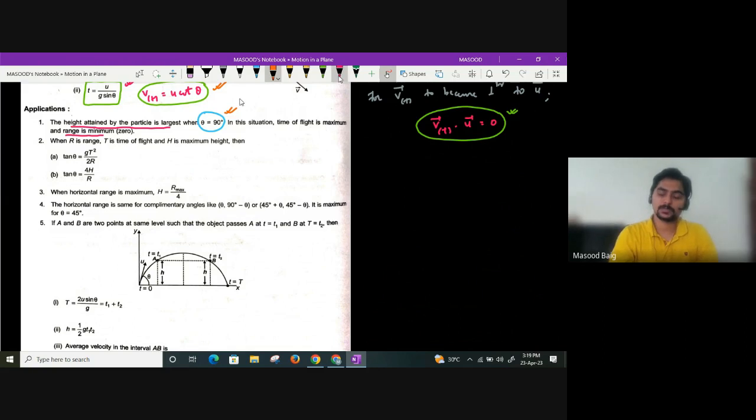So there is a relation between range and maximum height, beta. This is that relation. R tan theta will be equal to 4h. So you can remember this relation. R tan theta will be equal to 4h.